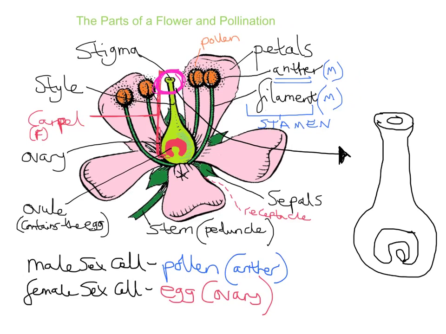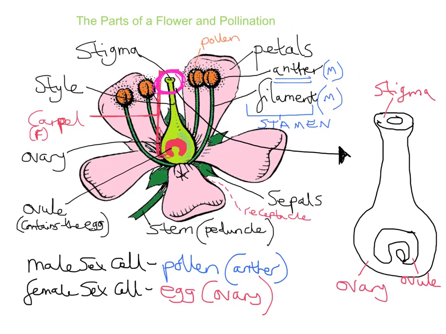So I'm hoping you can appreciate that what we have here is the ovary. We've got the ovule here. This top part here is our stigma. So what I've just drawn is just the carpel part by itself.